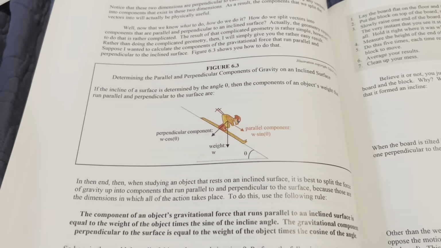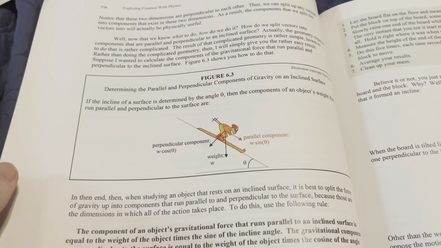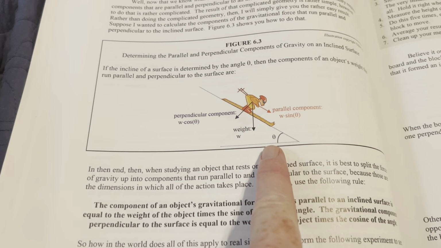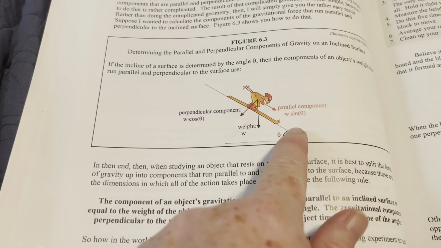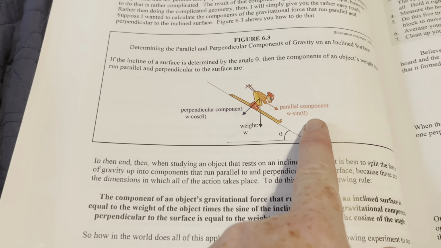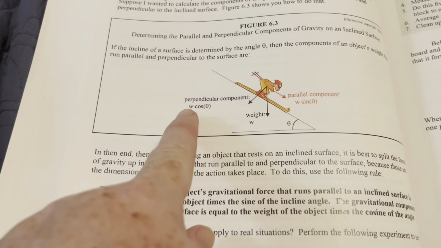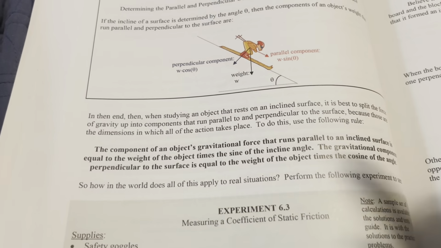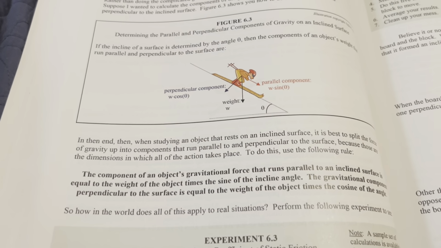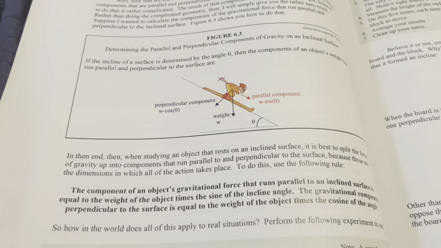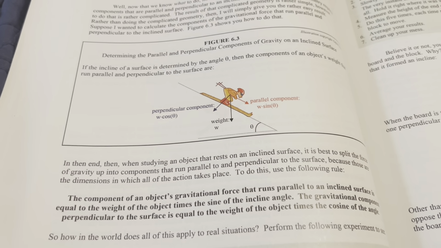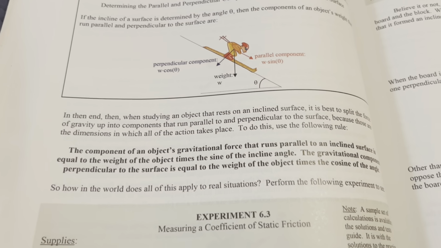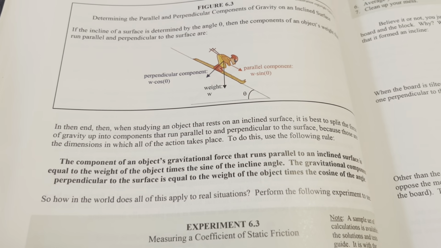Okay, and then your book talks about the complicated geometry that exists in order to work all of this out. But basically, this is what they want you to know. When you have the parallel component, it's going to be weight times sine of the angle. And when you have the perpendicular component, it's going to be weight times cosine of the angle. Okay, so right here, the component of an object's gravitational force that runs parallel to an inclined surface is equal to the weight of the object times the sine of the inclined angle, and the gravitational component perpendicular to the surface is equal to the weight of the object times the cosine of the angle. And just like you memorized before, this is just something you're going to need to memorize for inclined problems.